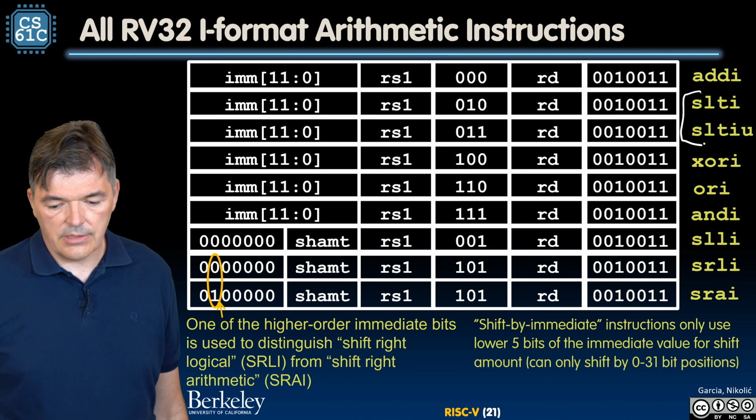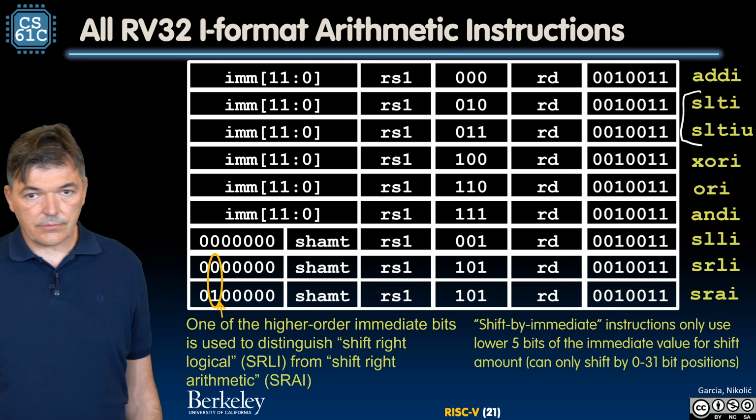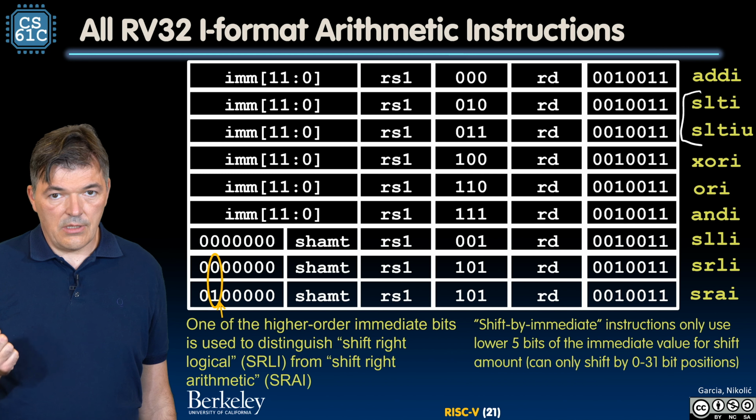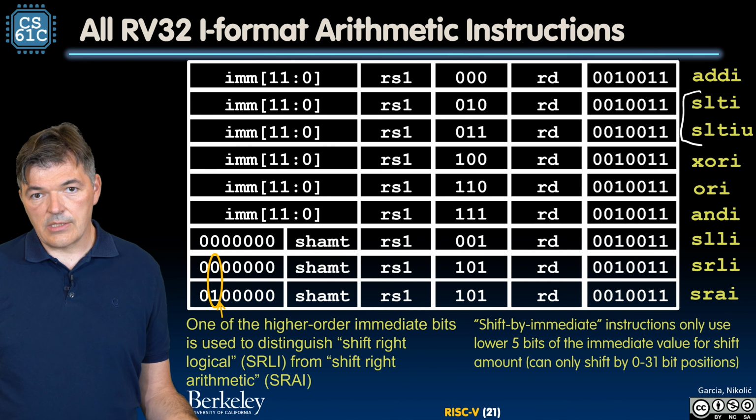SLTI and SLTI-U. SLTI compares the value that is in the source register with an immediate value, and if the source register value is less than the immediate value, sets the destination register to 1. Similarly, SLTI-U does that with unsigned numbers.